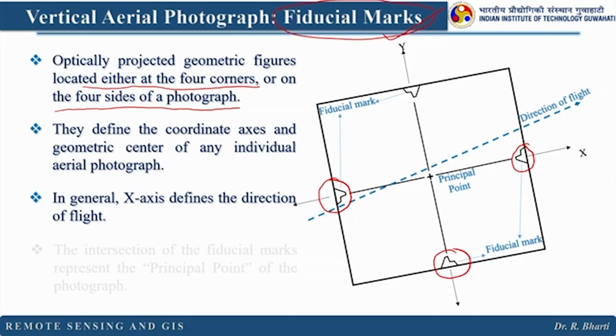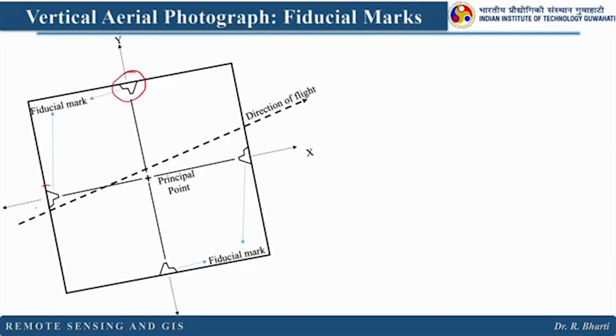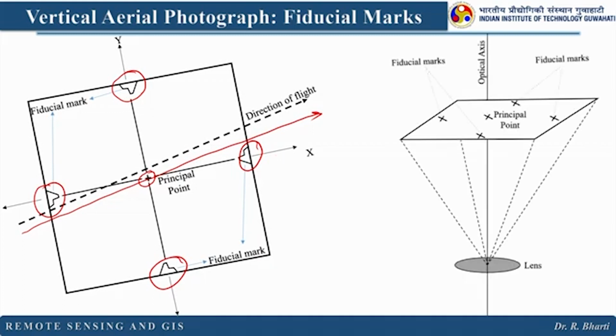In general, the x-axis defines the direction of the flight. The intersection of the fiducial marks represents the principal point of the photograph. So that is the center of your image, found by joining these fiducial marks. These are fiducial marks. Now if you join them, you will find your principal point lying somewhere in the center of the image, and in general this defines the direction of the flight, which is mentioned here, and this has been captured like this. If you see, this is your lens, this is the principal point, these are the fiducial marks.